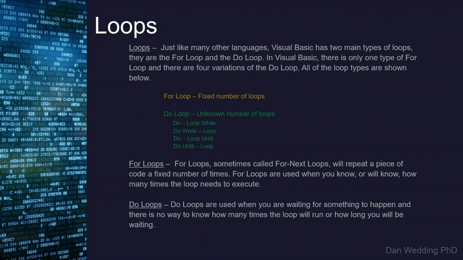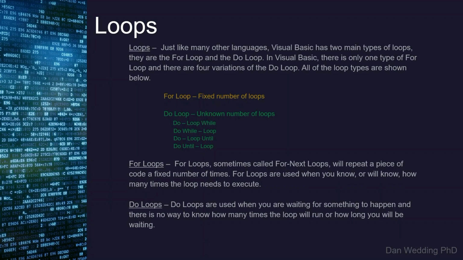Just like many other languages, Visual Basic has two main types of loops. They are the for loop and the do loop. In Visual Basic, there is only one type of for loop, and there are four variations of the do loop. All of the loop types are shown below.